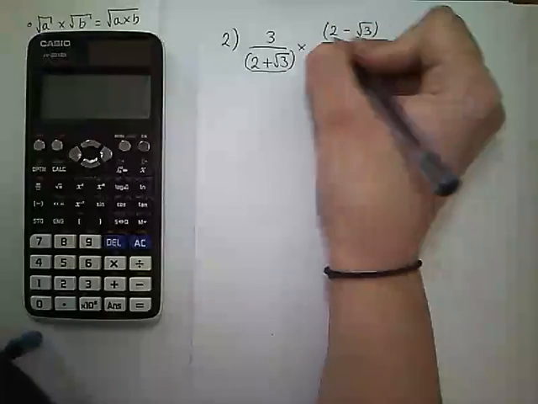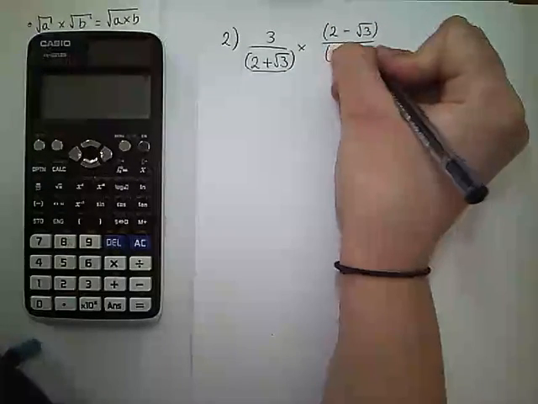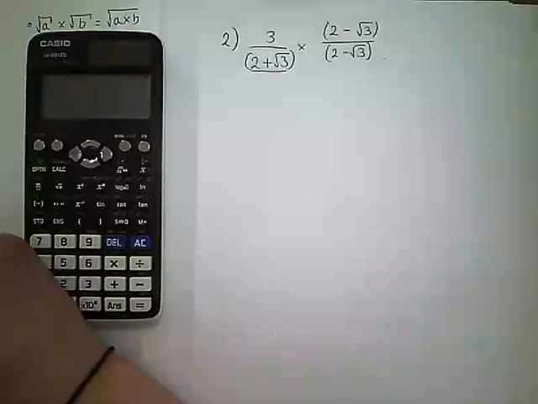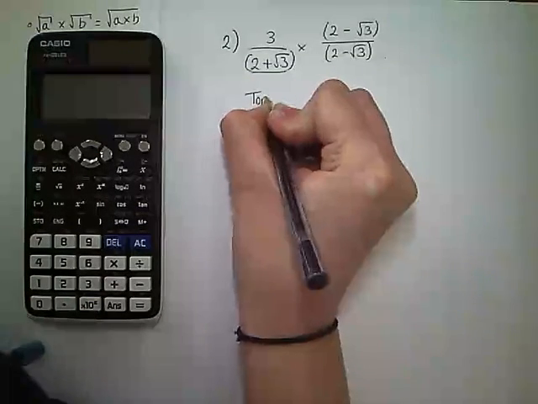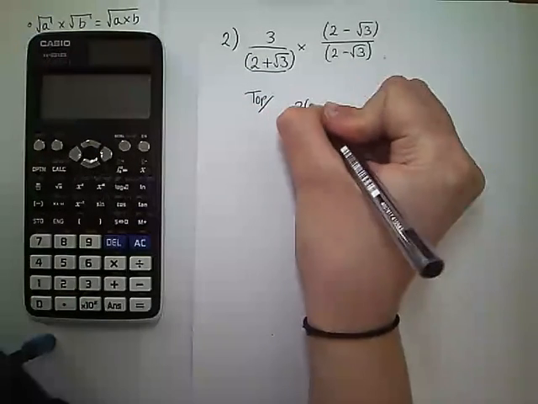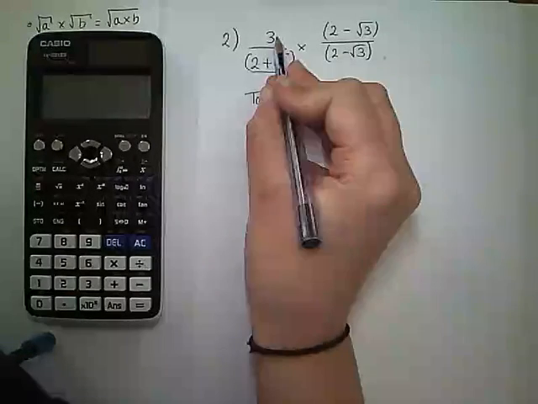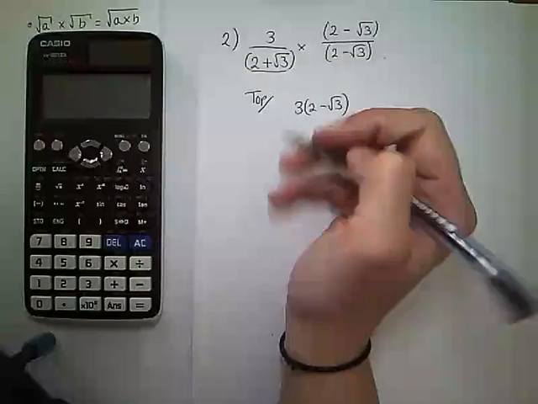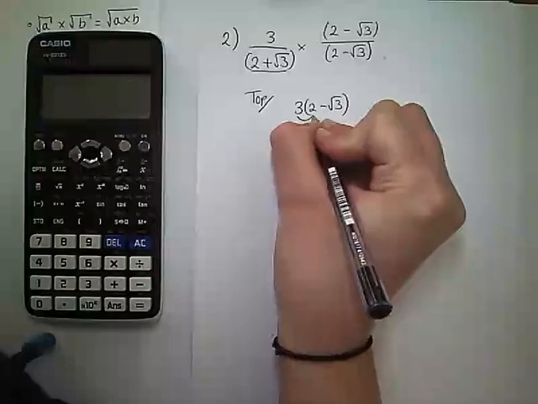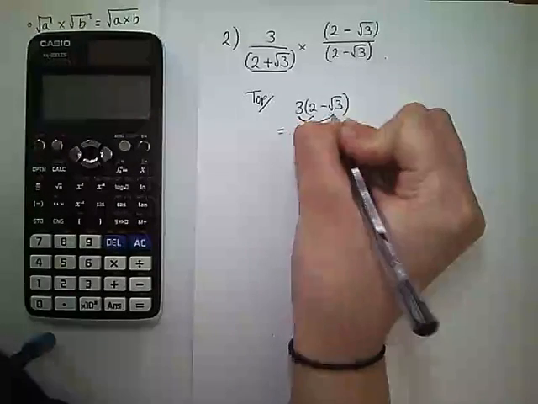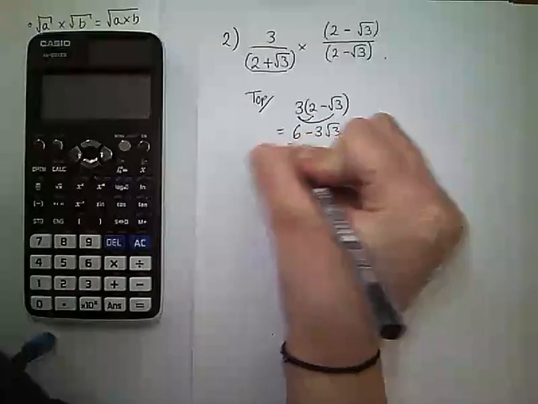Now if I times that by the top, I have to do the same to the bottom and vice versa. Okay, so then we're going to split it up into the top and the bottom. So the top means we've got to do 3 times 2 minus root 3. Expanding that single bracket, 3 times 2 is 6. 3 times root 3 is 3 root 3.